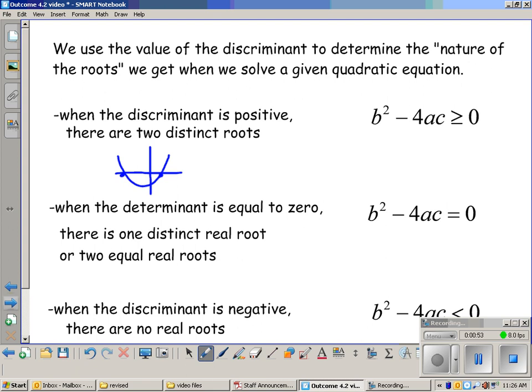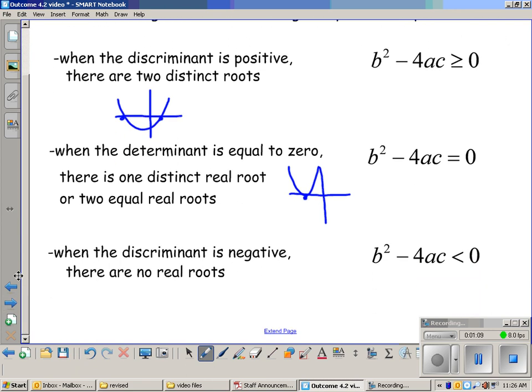When the discriminant is equal to 0, there is one distinct real root or two equal real roots. And so an example might be where that parabola crosses just at that one spot. When the discriminant is negative, there are no real roots. So an example of what that might look like is a parabola that opens down and whose vertex is already below the x-axis.